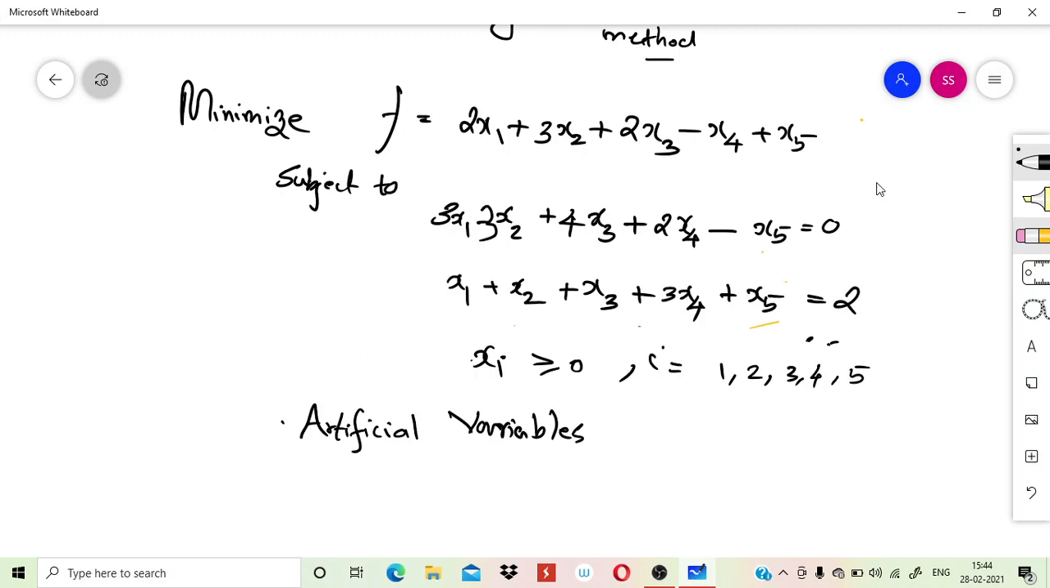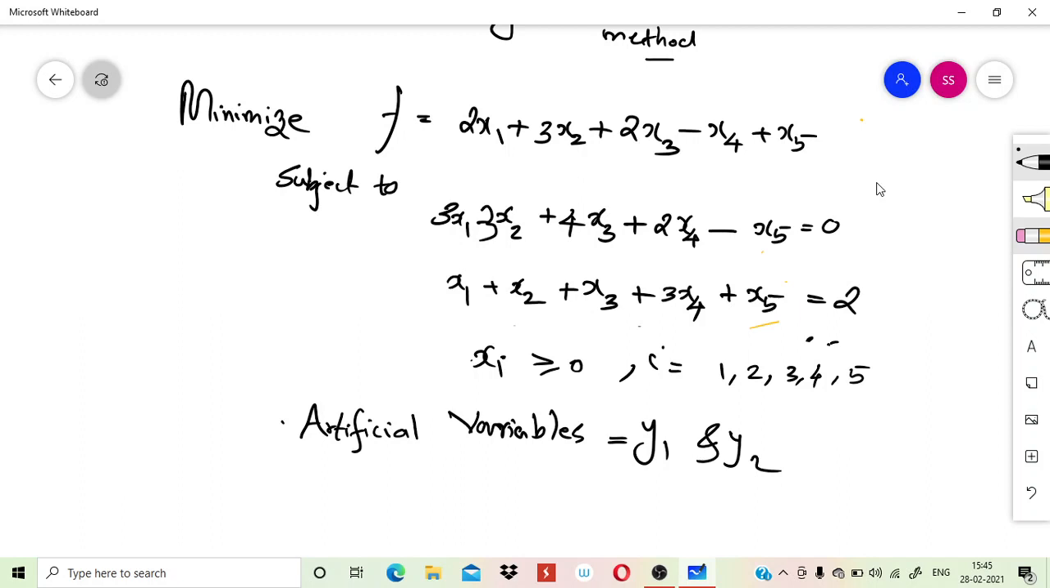So how many artificial variables do you have to introduce? That depends upon the number of constraints. We have two constraints here, so we will introduce two artificial variables. If m constraints are there, then we will introduce m artificial variables, y1, y2, y3, y4, and so on up to ym.